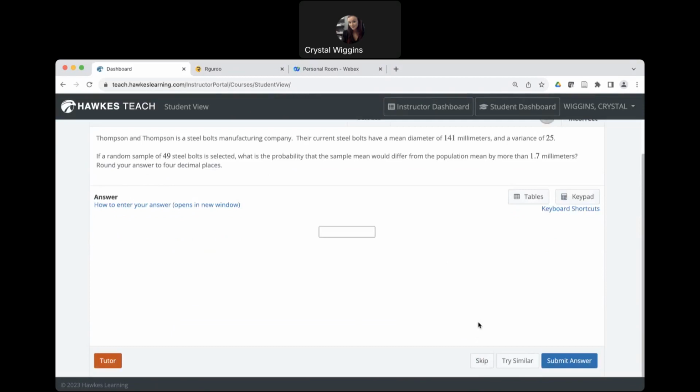Okay. So Thompson & Thompson is a steel bolt manufacturing company. Their steel bolts have a mean diameter of 141 and a variance of 25. So that's what I was looking for, a little flare of difference. We've had this happen quite a few times in HAWKS before, where they give us the variance instead of the standard deviation. And we have to know that we don't want variance, we want standard deviation. So there is one extra calculation in this problem. Once I see the word variance, I go to Rguroo and I calculate my standard deviation so I know I'm putting the correct number in the numerator for the standard error.